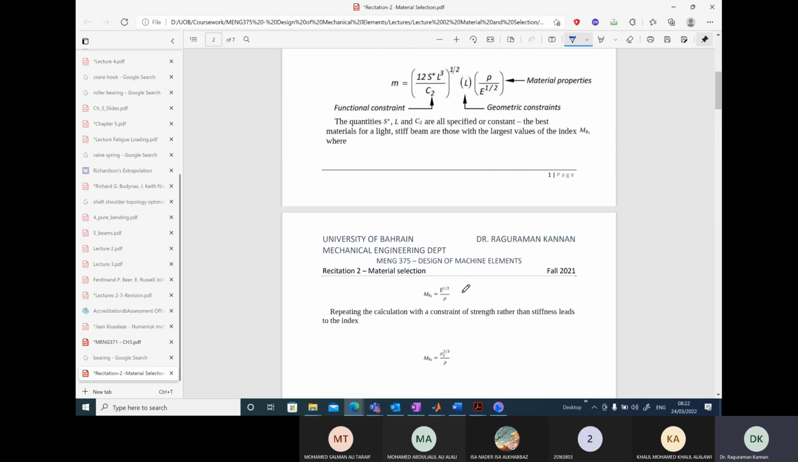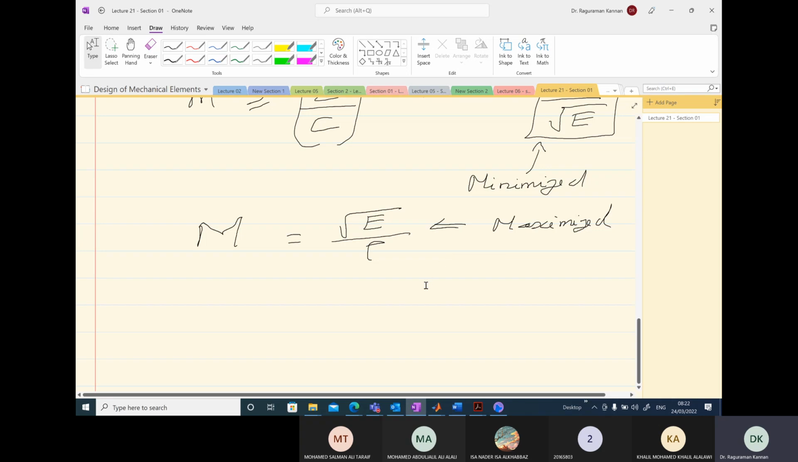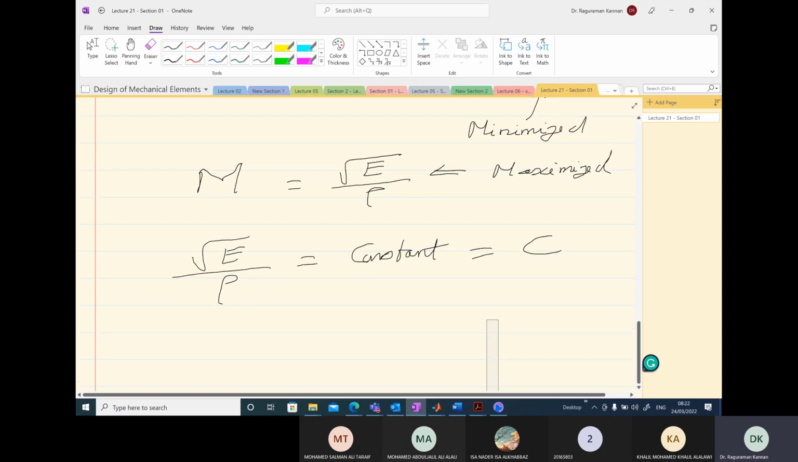To do that, we take this material index ratio equal to constant. Okay, so why do we take this ratio equal to constant? Because we want to draw guidelines. On the lines, the ratio E over rho should be constant. So this should obviously be constant right on the line.